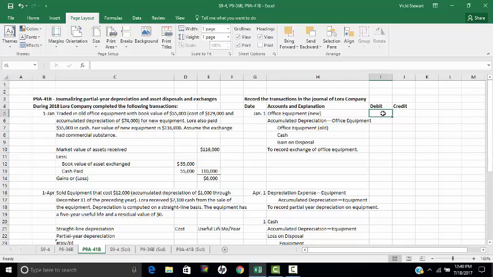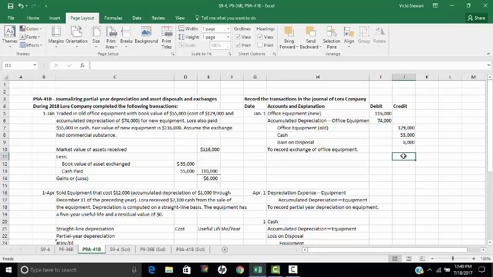The first thing we need to do is to record the new equipment at its market value of $116,000. Then we need to remove the old equipment from our books. We're going to debit the accumulated depreciation of $74,000, so that will zero out that account. And then we're going to credit the cost of the old equipment, $129,000, to get it also off the books. So now the old equipment will be gone. We also need to credit cash for $55,000 because we had to pay them that. And then we're going to record the gain. So our gain on our disposal is $6,000.